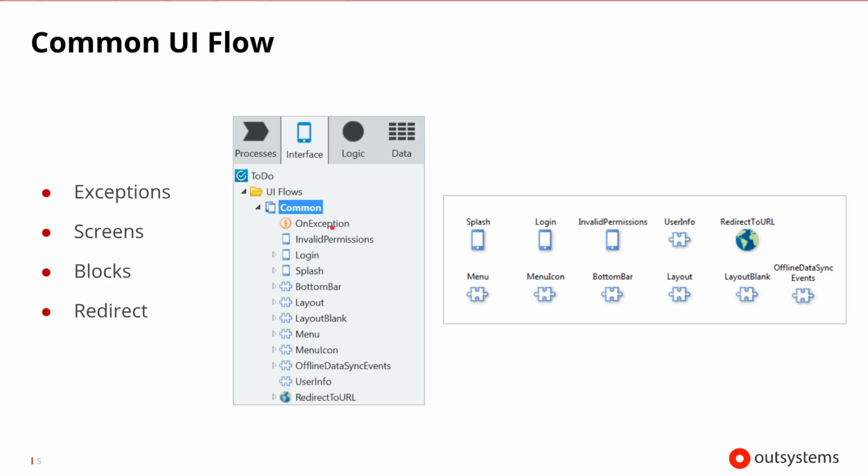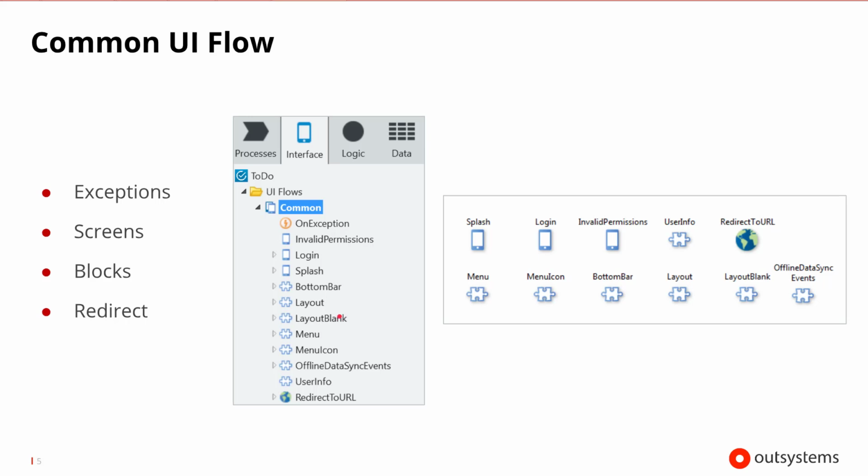Now, the layout block is actually here inside of the Common UI flow. And there's not just one layout, there's actually a layout blank. So the layout that we just looked at had everything that you might want by default inside of the layout. The layout blank actually has nothing inside of it except for the synchronization events. So in case there's data in there that we want to synchronize, those synchronization capabilities are left inside of the layout blank.